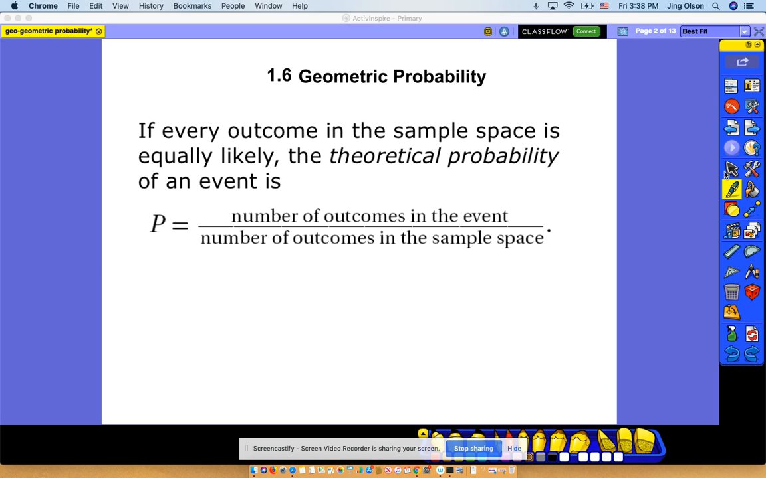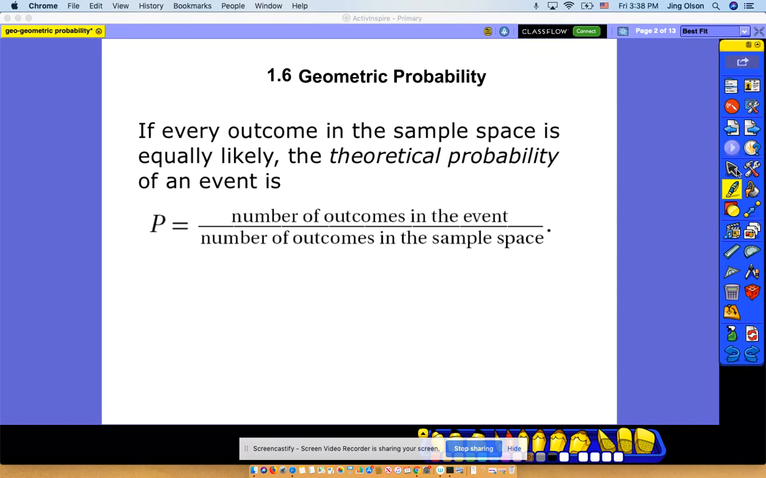Hi, this is 1.6 geometric probability. We're going to use the area and length stuff to work on this in this lesson 1.6. This is the last lesson in Unit 1. After this lesson, there will be a review that covers 1.1 through 1.6, and we'll have a Unit 1 test as well. Okay, so now let's look at geometric probability.